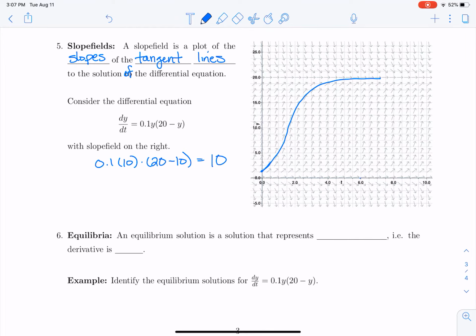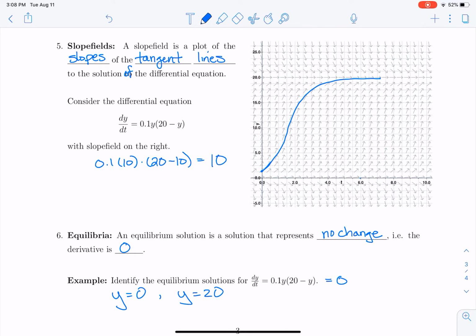There are going to be some special solutions that we're going to want to look at. They're called equilibria. An equilibrium solution is a solution that represents no change. That's, of course, where the derivative is 0. If there's no change, then the derivative is 0. So for the differential equation dy/dt equals 0.1 y times (20 minus y), there are actually two places where this derivative is 0. If y is 0, the derivative is 0. And if y is 20, the derivative is 0.